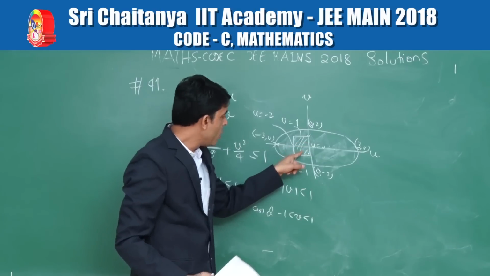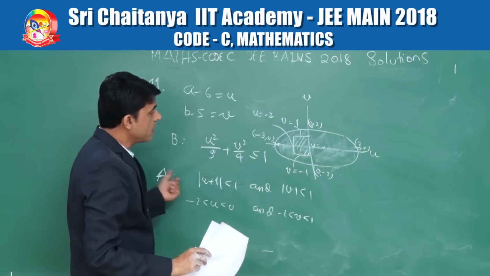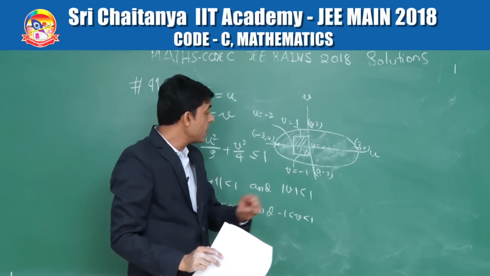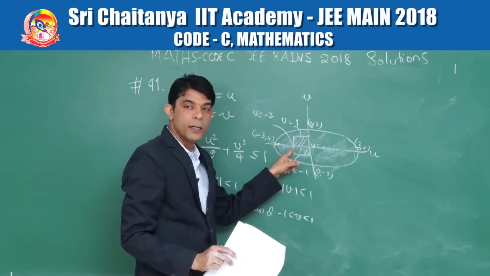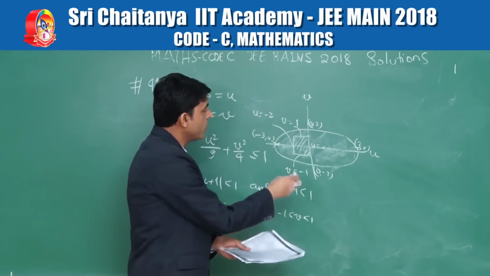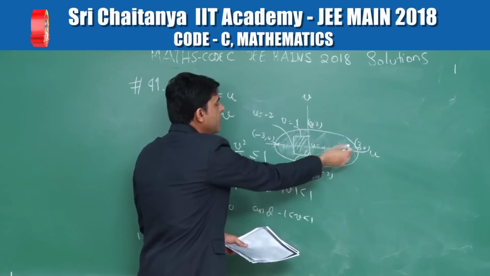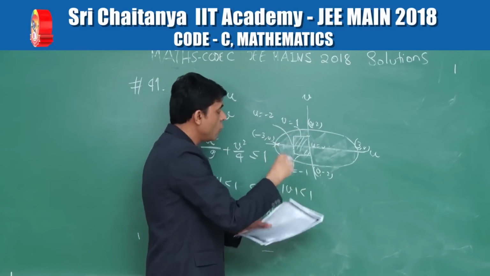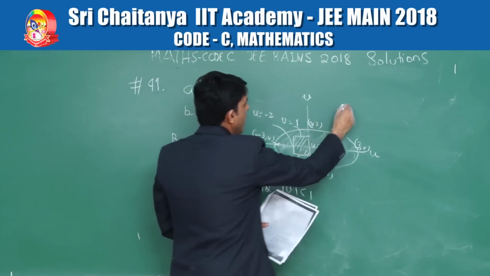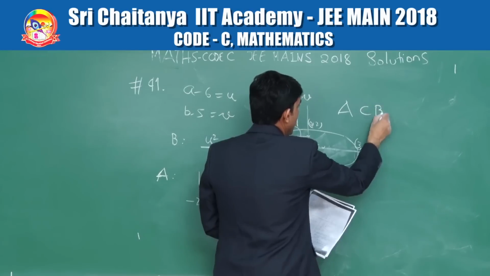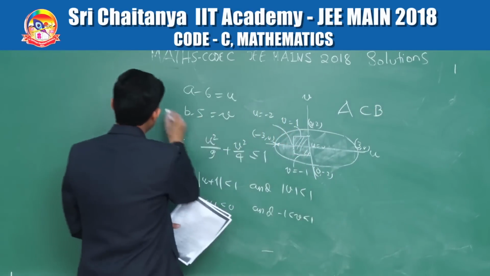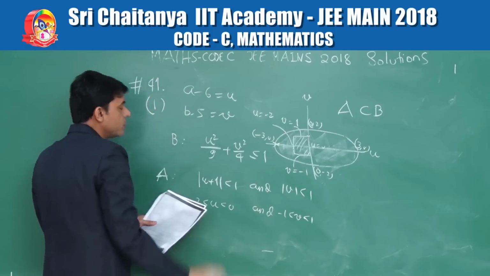The area of A, or the region A, is nothing but the set of all points that are interior to this square. That does not matter, because as this A is completely inside the ellipse, we have the option that A is a subset of B, and so choice 1 is the correct choice.